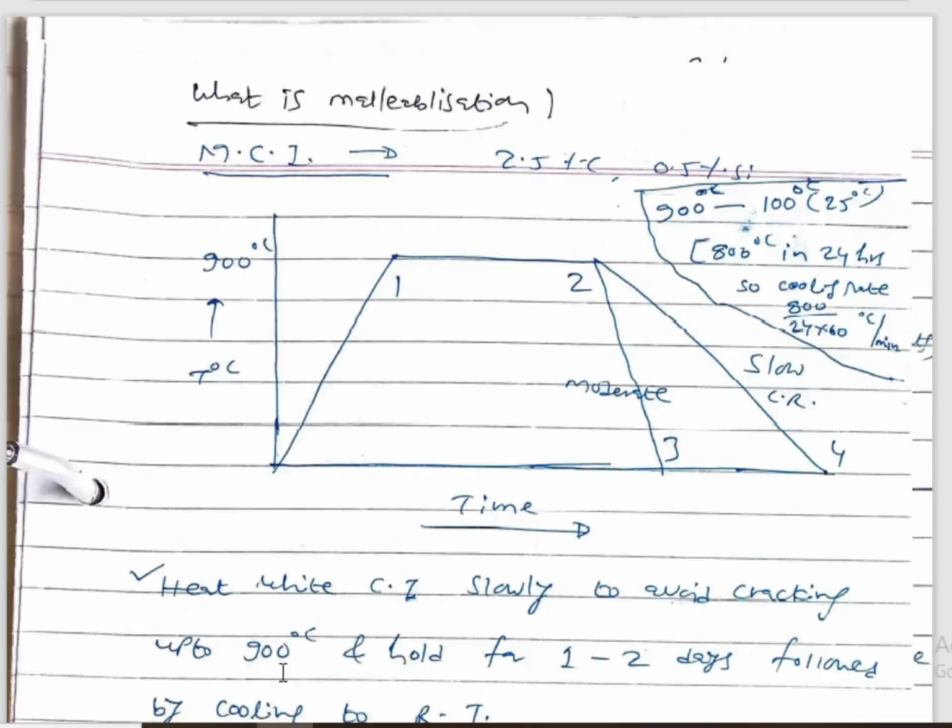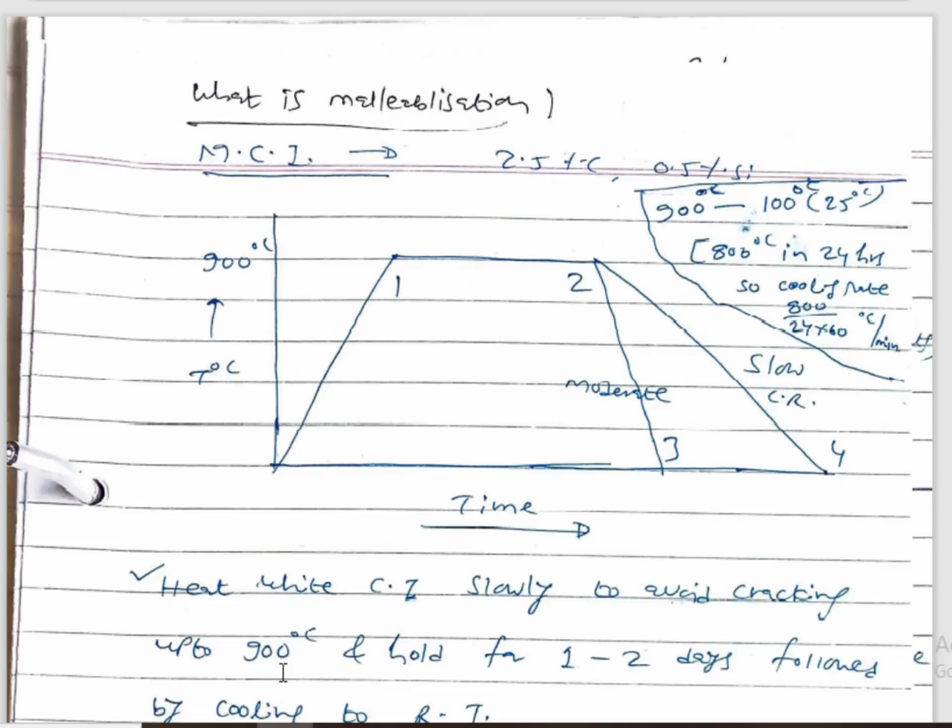What is malleabilization? Malleabilization is the prolonged annealing heat treatment cycle given to the white cast iron to produce malleable cast iron. The typical chemical composition of white and malleable will be same, that is approximately 2.5% carbon and nearly up to 0.5% silicon. This is a typical chemical composition we have taken.